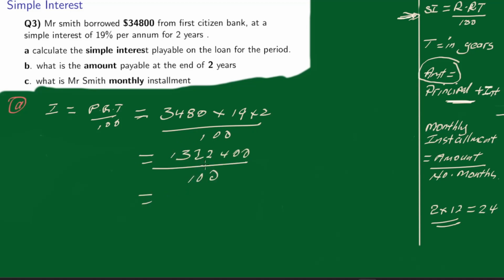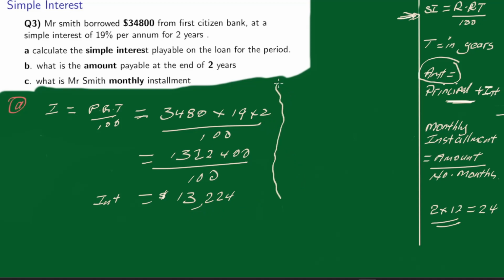So it's 1,322,400 divided by 100, and we'll get an interest of 13,224. So our interest in this case, again, principal by rate by time all over 100, and the answer is 13,224.